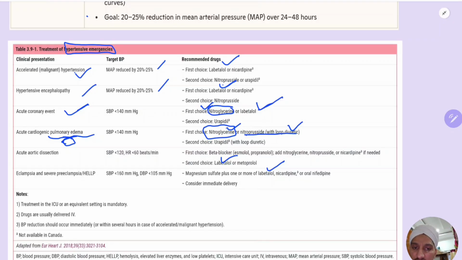In acute cardiac emergencies you can't use it. In cardiac pulmonary edema you can't use labetalol. Okay.